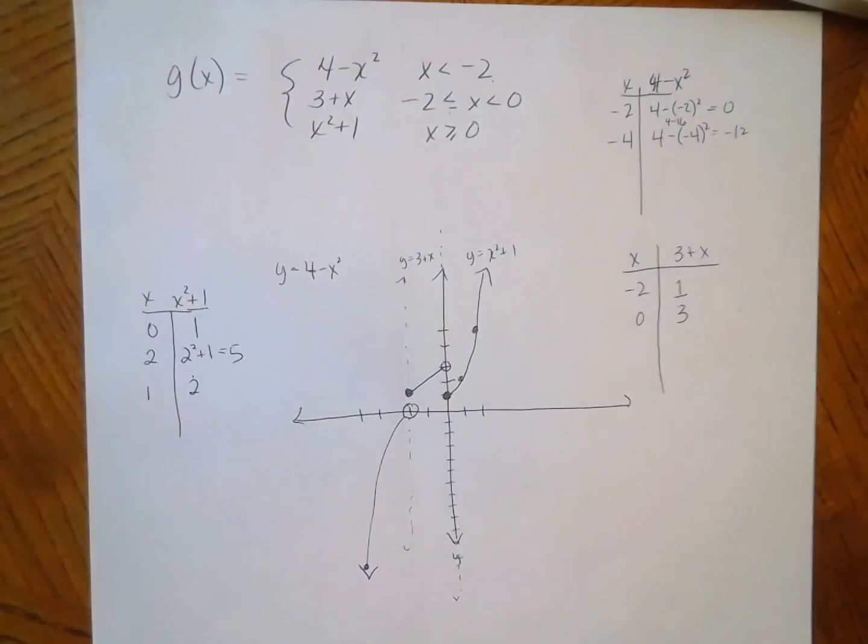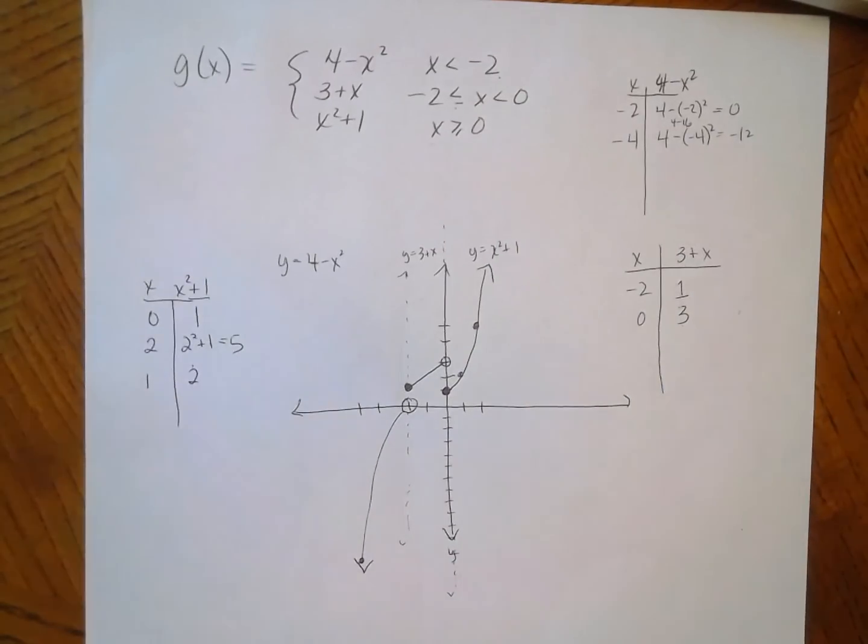Okay? So I have my 3 distinct pieces, right? It's 3 different graphs just put together on the same coordinate system. So this is how we graph piecewise functions. If you have any questions, we can talk about it in class.